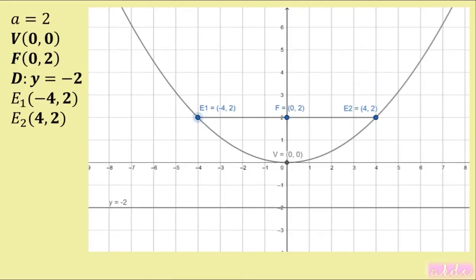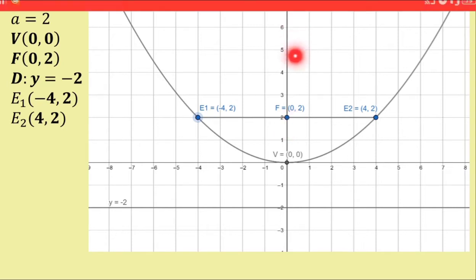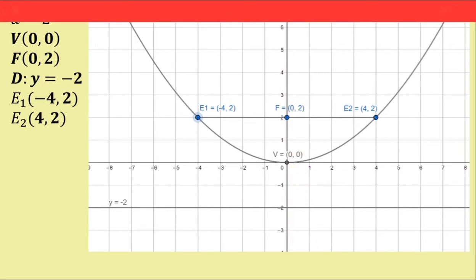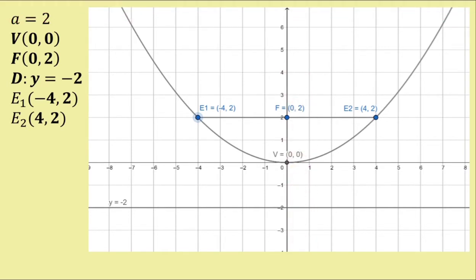Okay, so here are our answers. For a, the vertex is at (0, 0). The focus is at (0, 2), so here's the focus. The directrix is y equals negative 2. Again, it is a line, so y equals negative 2. It can be found on the y-axis at negative 2. So draw a line. That is the directrix.